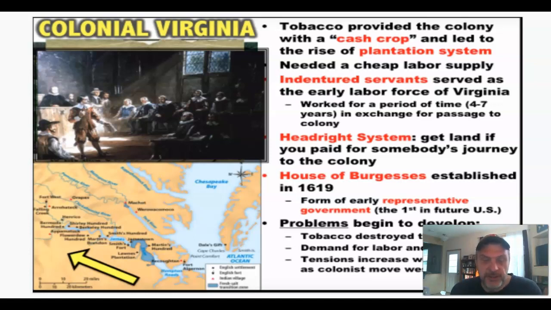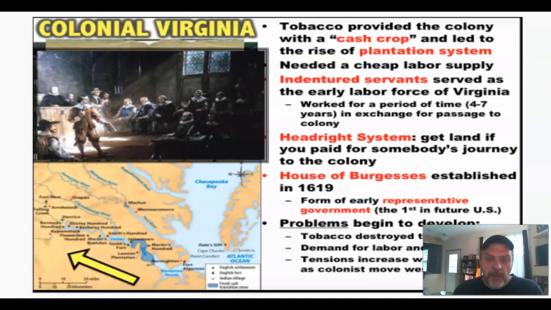And that was established in 1619, which coincidentally is also the same year that the first boat of African-American slaves arrived at Jamestown. So that's how you can remember the two. We got the first form of representative government. We also had the first boat of African-American slaves that arrived in Jamestown. Both happened in Virginia, right? This was the first of its kind in what would become the future United States.